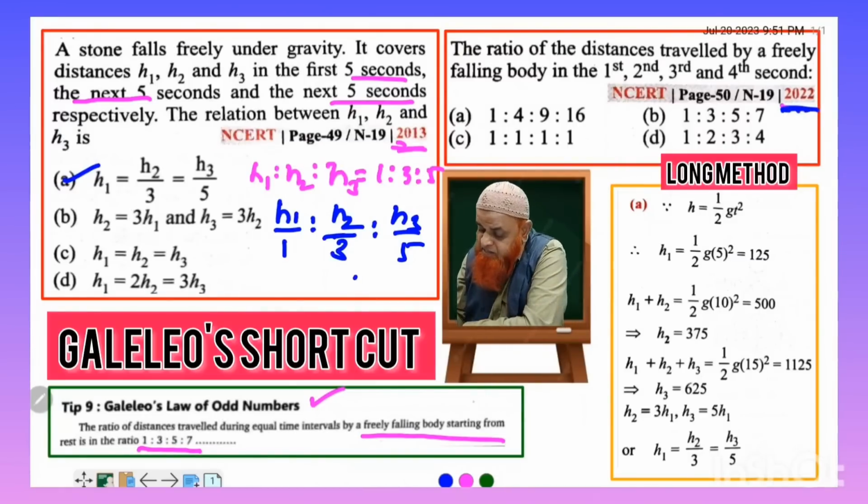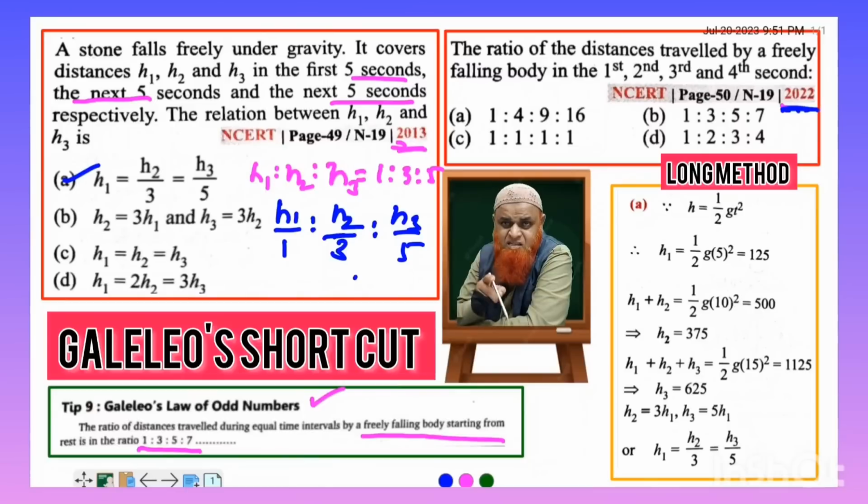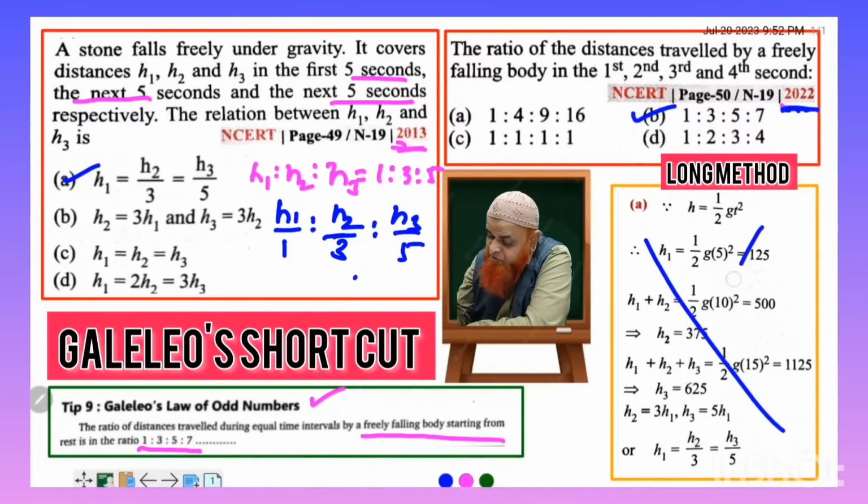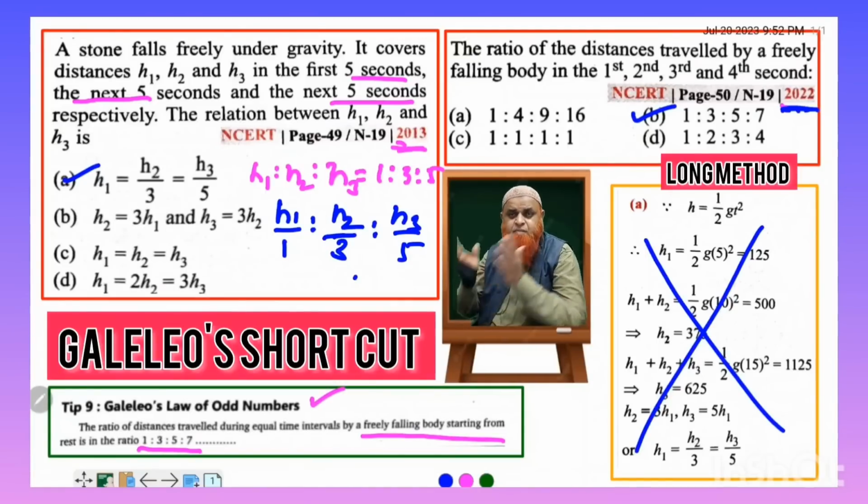Next, in this question which was asked in 2022, here also it is asking us to find the ratio of distances traveled by the body in the first second, second second, third second. Whether it is 1 second, 1 second, 1 second, or 5 seconds, 5 seconds, 5 seconds, or 3 seconds, whatever the equal intervals of time, the distance traveled ratio will be 1:3:5:7. So, as Galileo has said, you can directly select option B instead of following all the lengthy methods given in the books. Hope you have understood. Thank you very much.